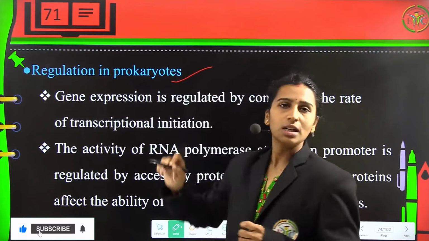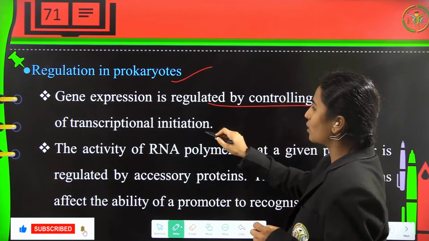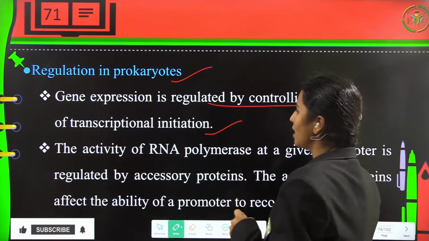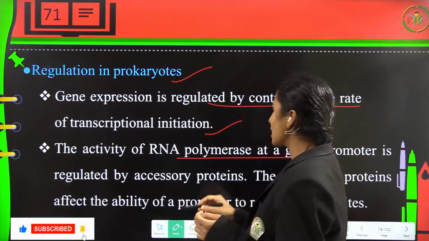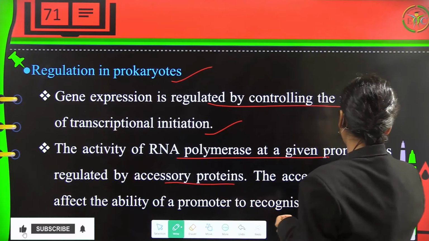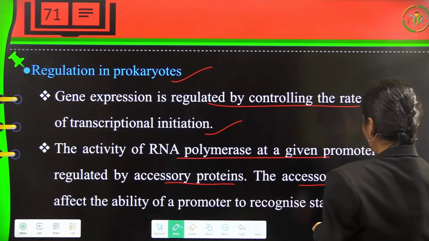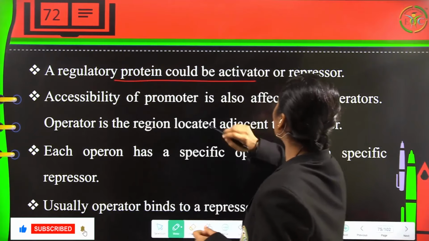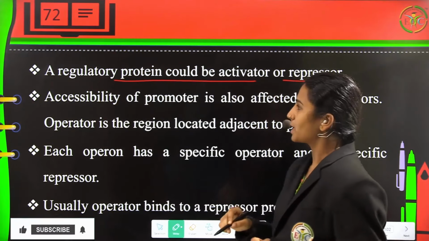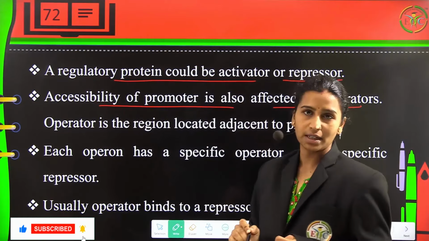Now, regulation in prokaryotes. Gene expression is regulated by controlling the rate of transcriptional initiation, and the activity of RNA polymerase at a given promoter is regulated by accessory proteins, which affect the ability of RNA polymerase to recognize the start sites. A regulatory protein could be an activator or a repressor, and accessibility of the promoter is also affected by the operators.